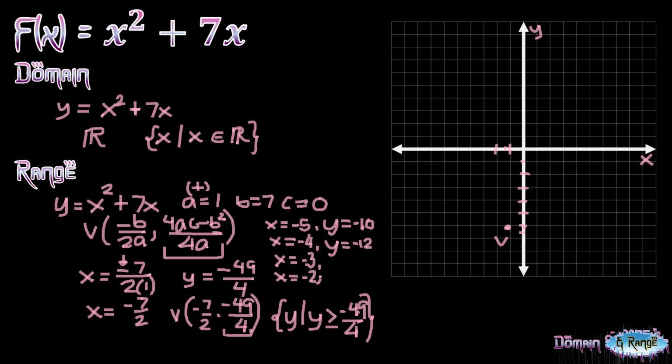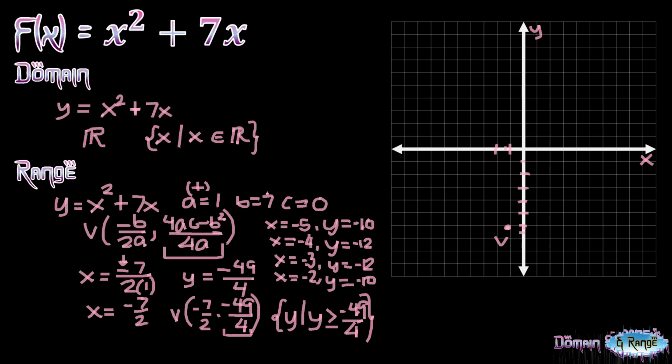That's correct. For negative 3, the square of negative 3 is 9. 7 times negative 3 is negative 21. 9 minus 21, so y is negative 12. And if it's negative 2, the square of negative 2 is 4. 7 times negative 2 is negative 14. 4 minus 14, so y is negative 10.